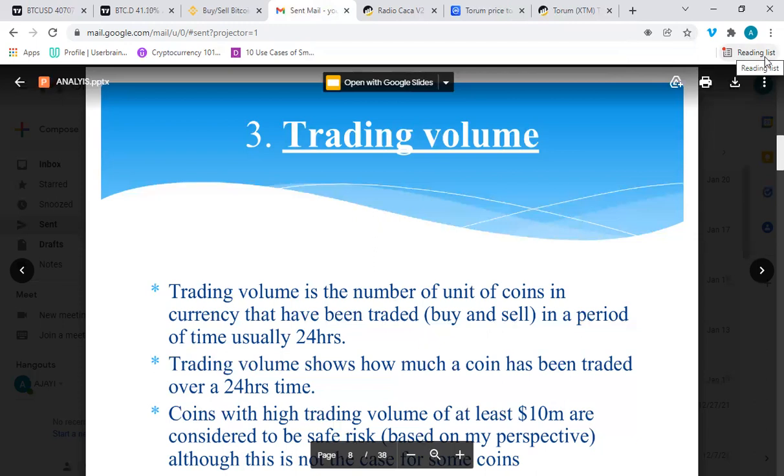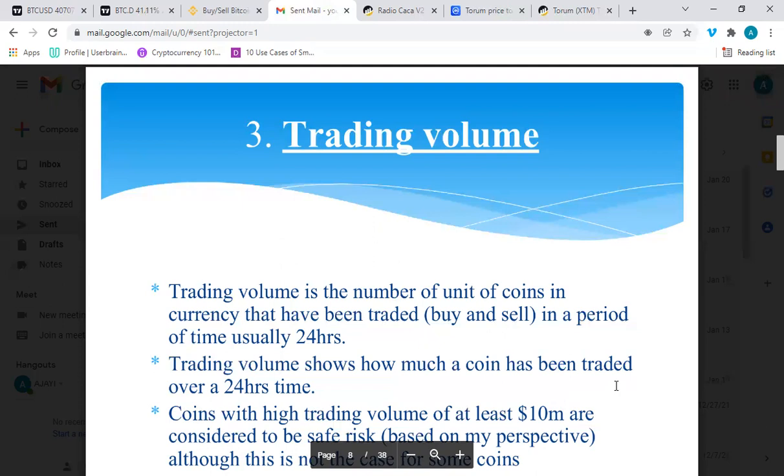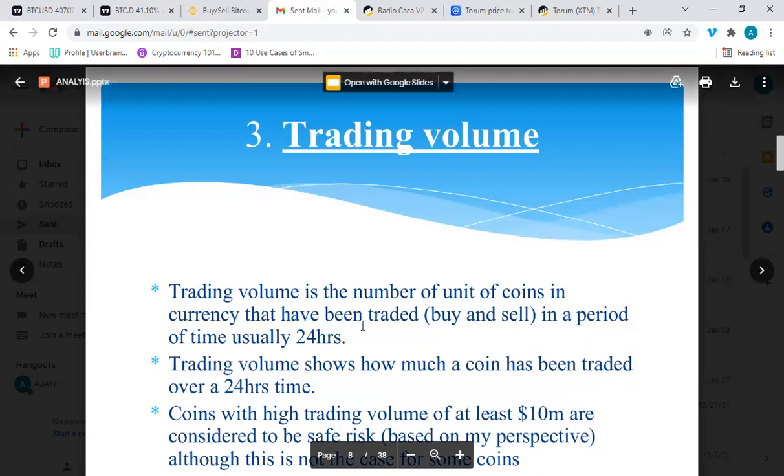It shows that the amount in which I buy and the amount in which I sell at a particular time is my trading volume. Now let's check. Trading volume shows how much a coin has been traded. I didn't say how much a coin has been bought. Traded in the sense of buy and sell, over a 24 hour period.